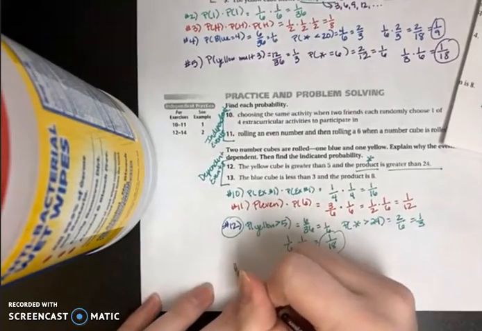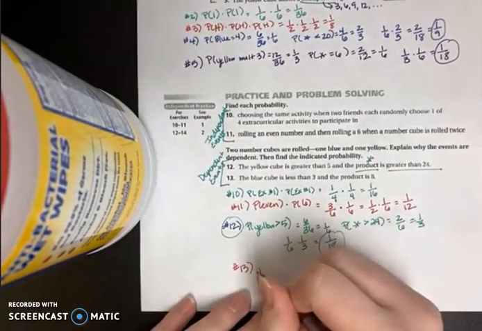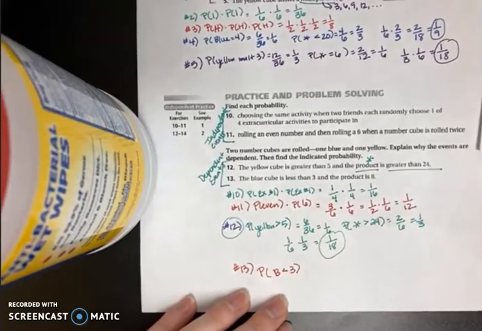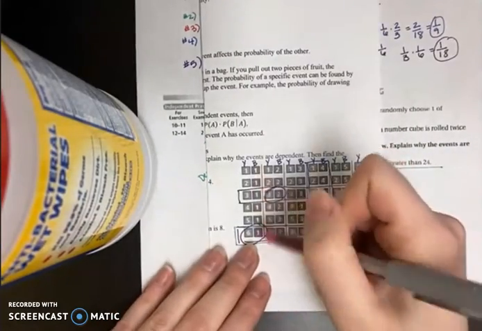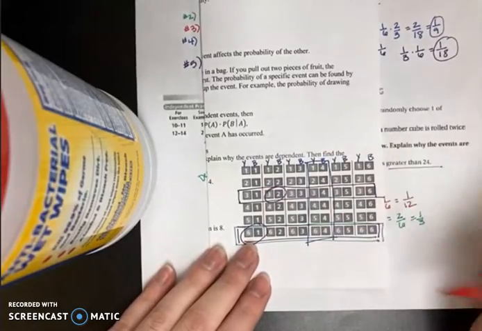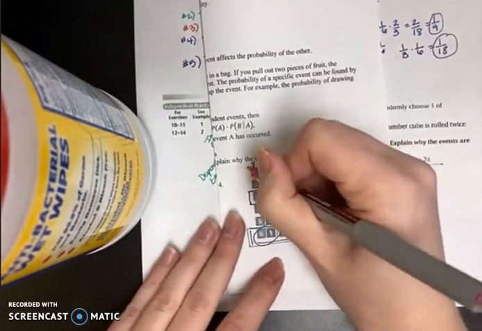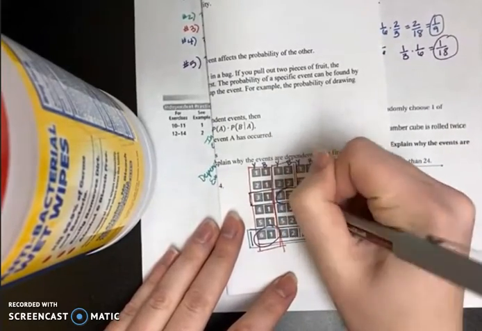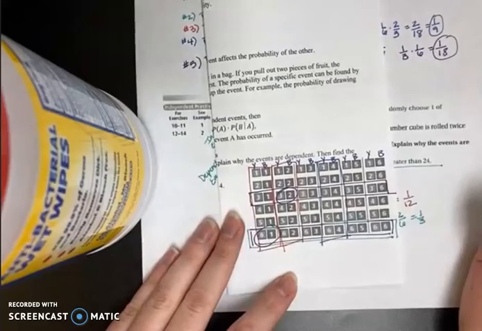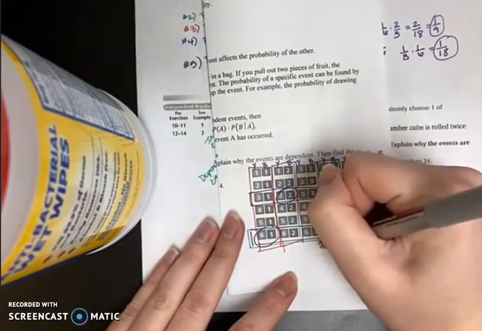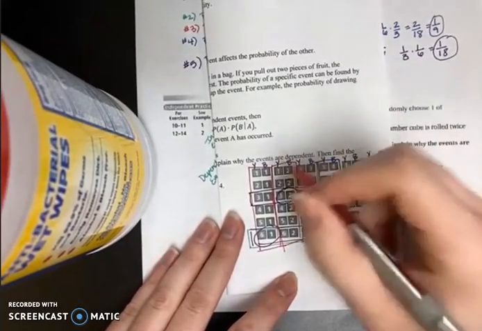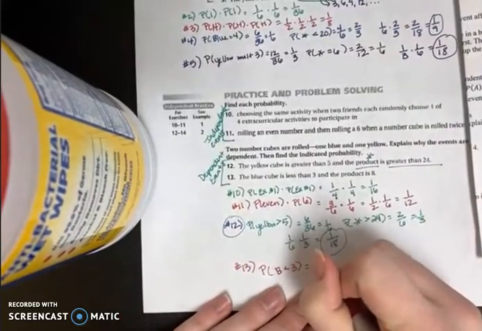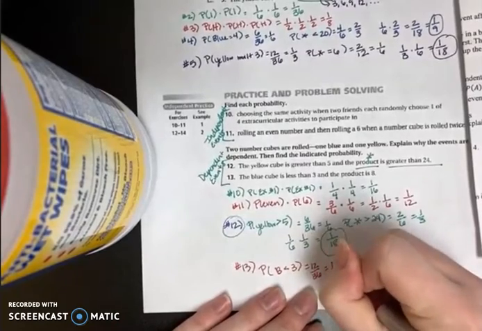All right, number 13. We want the probability that the blue is less than 3. So let's look at our table here. When will the blue be less than 3? Well, that would be here, because 1 is less than 3. That would be here, because this has blue being 2, which is less than 3. This is exactly equal to 3, so that wouldn't work, and these are all larger. So just these two sets would work. That's 6 plus 6, or 12 out of 36, which does simplify to 1/3.